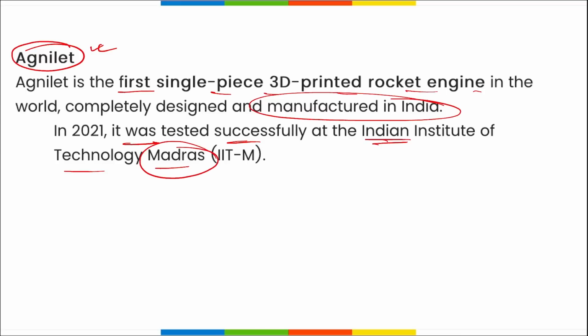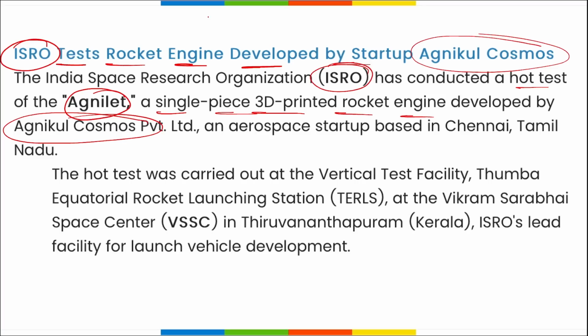So what is the name of the first single piece 3D printed rocket engine? It is Agnilet. And where was it developed? It was developed at IIT Madras, and recently it was ISRO that has successfully tested this single piece 3D printed rocket engine by the name Agnilet. Highly important. Alright, and a question can be asked, friends: what is the name of the startup by which this Agnilet was developed? It was Agnikul Cosmos that developed this particular single piece 3D printed rocket engine, that is Agnilet.